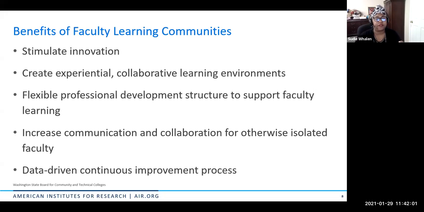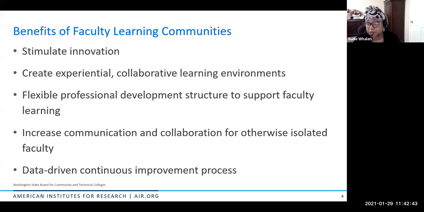So some of the benefits to this, according to Washington State Board of Community and Technical Colleges, actually, faculty learning communities have a lot of benefits, including, but of course not limited to, faculty learning communities stimulate innovation while simultaneously creating experiential collaborative learning environments. These learning communities also provide flexible professional development structures that support learning around a number of different topics specific to instruction and assessment, including technology integration, cultural competency, and importantly, the scholarship of teaching and learning, which is necessary to keep faculty up to date on the ever-evolving field of higher education.